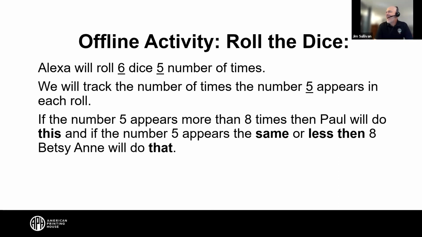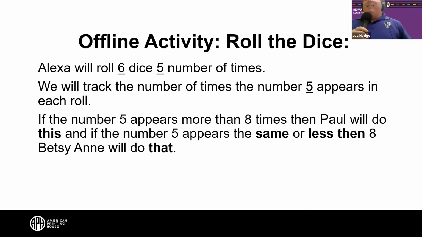And if the number five appears the same or less than eight, then Betsy Ann is going to win. And we know Betsy Ann likes to win as well. I'm not sure that she likes to win as much as Paul, though, right? So anyway, Joe, we may find out as well, to describe this in a little more.